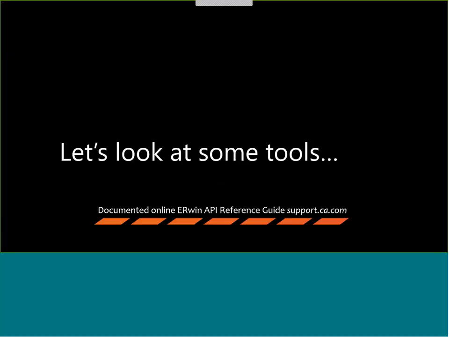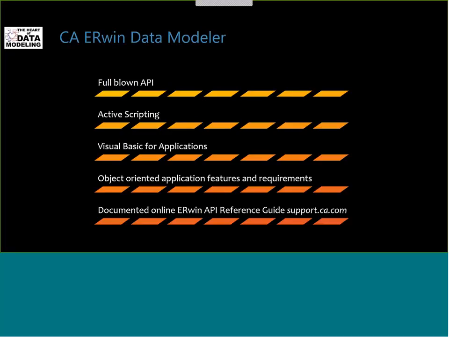So let's look at some tools. CA Erwin Data Modeler has a full-blown API object model where you can build a completely separate client to do automation against your internal tools and the external tool chain. They have active scripting. It's based on Visual Basic, so VBA, Visual Basic for Applications.